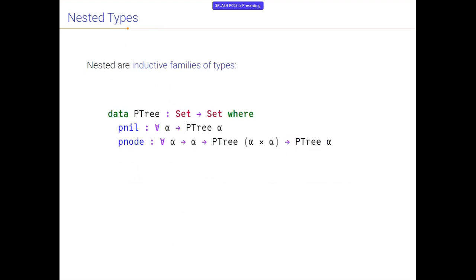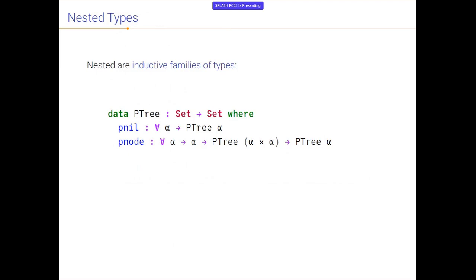So one of the best known examples is perfect trees, where you have an empty perfect tree for any alpha, so PNil, and then if you have a label of type alpha and a perfect tree of alpha cross alpha, then you can make a PTree of alpha. And so the big difference between that example and the previous one is that here, in the argument of PNode, the second argument is using perfect trees at an instance which is different than the one currently being defined, which is PTree of alpha.